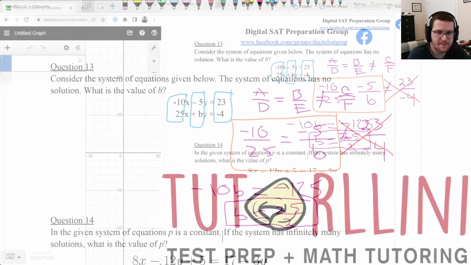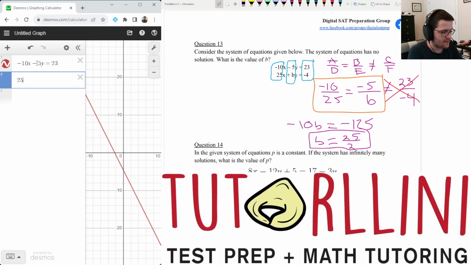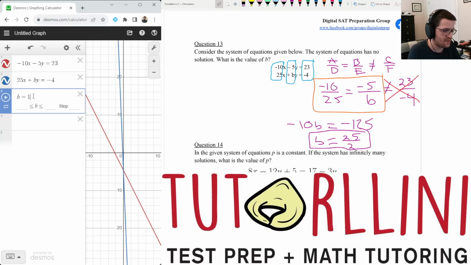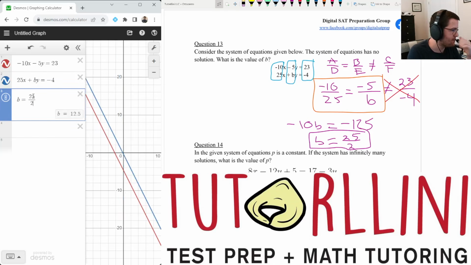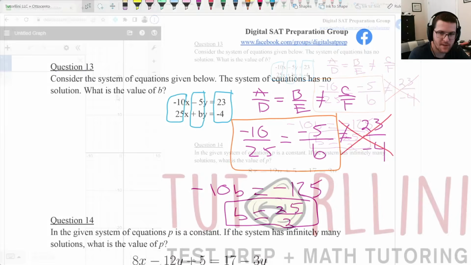So let's see if that's right. -10x minus 5y equals 23. 25x plus by equals -4. And now we're going to put b equals 25 over 2. And the question told us it has no solution. These guys are definitely parallel. So it seems like we did a good job. Stupendous. Let's clear this. Let's go back over here. We are almost done.